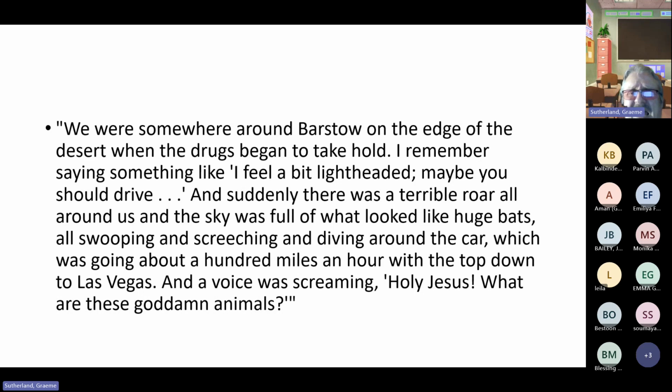And suddenly there was a terrible roar all around us, and the sky was full of what looked like huge bats, all swooping and screeching and diving around the car, which was going about 100 miles an hour with a top down to Las Vegas. And the voice was screaming, Holy Jesus, what are these goddamn animals?"